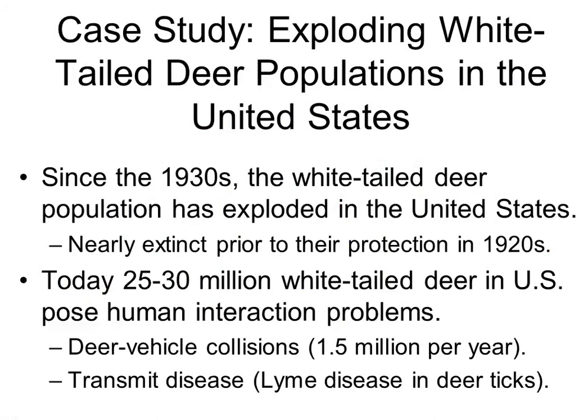White-tailed deer in the United States have been exploding. We're certainly experiencing that in the East since the 1930s. Prior to that, in the 20s, they were nearly extinct, and in some cases, they were actually reintroduced. Today, there's 25 to 30 million white-tailed deer, and because of urbanization and our populations being spread all over, there are all kinds of interactions with them, including deer-vehicle collisions and the transmission of Lyme disease.